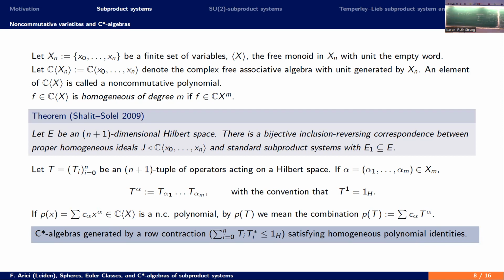And this is very interesting because it allows you to study what I wrote here highlighted, which are the C-star algebras generated by a row contraction, the condition that we had also in our case, plus some polynomial identities. So if you want to look at the enveloping C-star algebra of a non-self-adjoint algebra generated by a row contraction subject to certain homogeneous identities, this is the right setting to describe the representations. Well, to describe at least one representation, which is the subproduct system one.